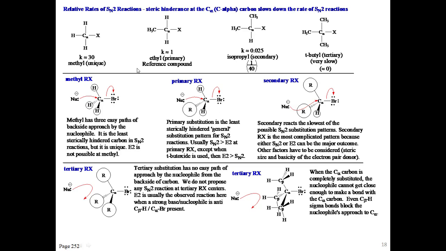Now, what is it about SN2 that causes this to happen? Well, I have a series here. I have a methyl, a primary, a secondary, a tertiary. So again, we're looking at general patterns. Now, you might think we would start off with one here for the methyl, but they don't. They start off with the ethyl being number one.